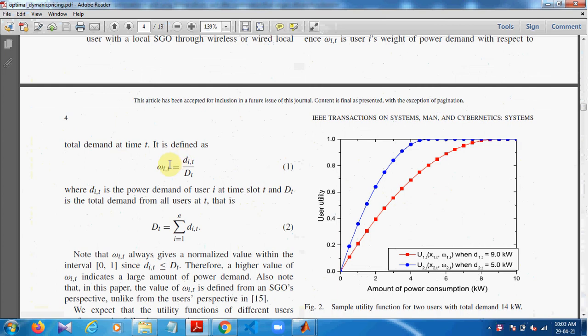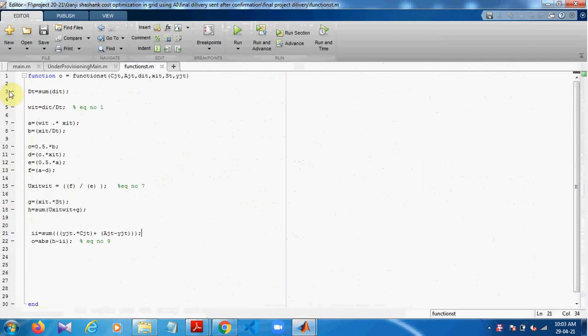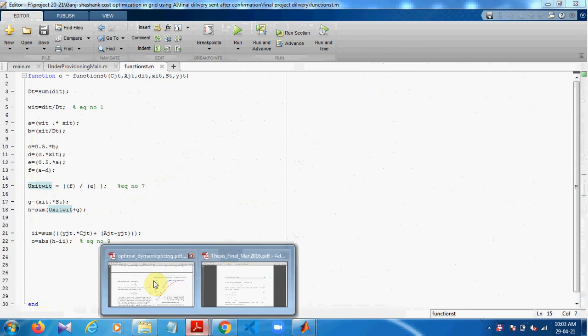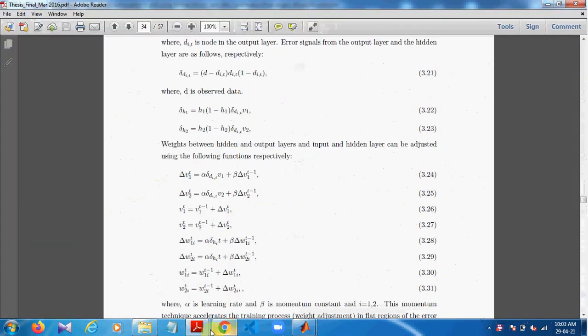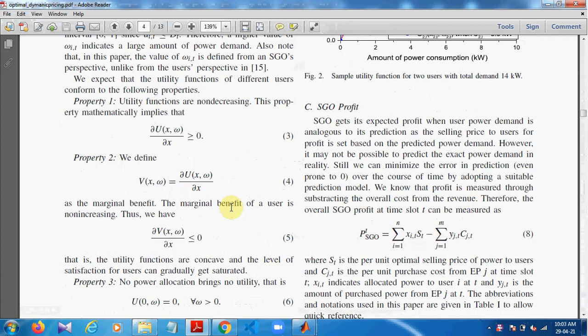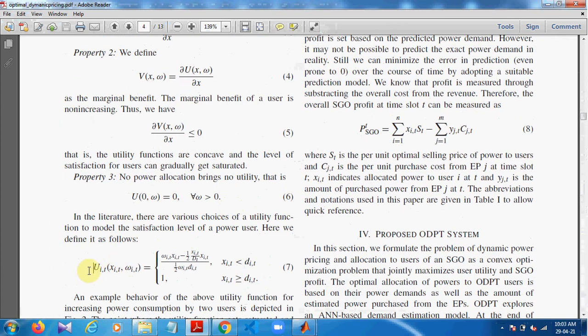From here the equations start. So you can see equation 1 for WIT, that is DIT divided by DT. You can see that equation WIT here. You can see various equations, like equation number 7, the UXIT WIT. It is resolved here. This is equation number 7, UIT of XIT WIT, that means the user utility function.